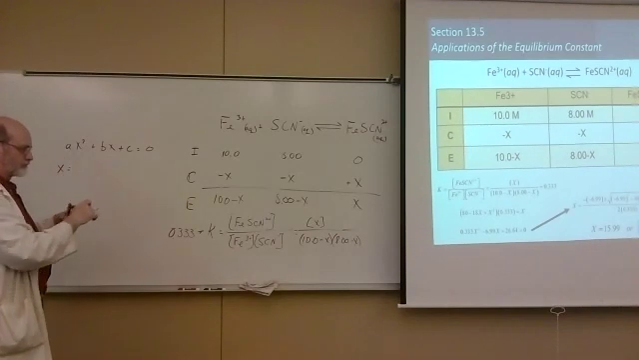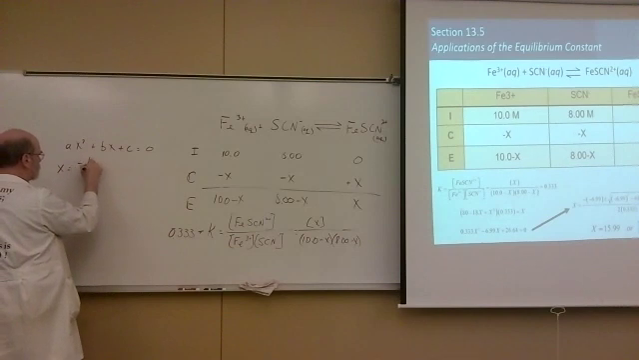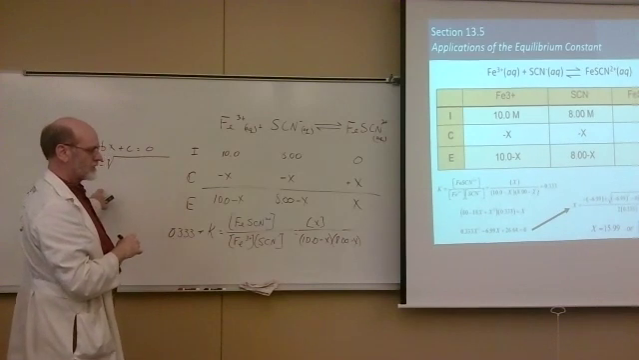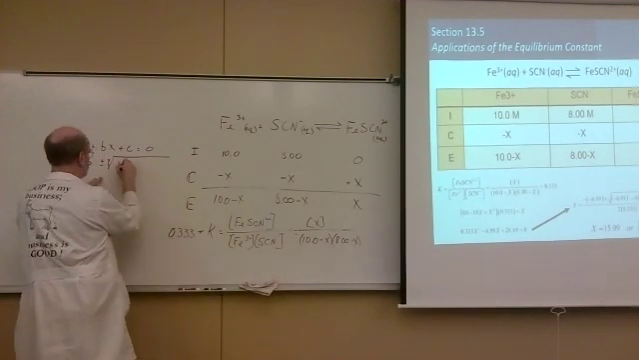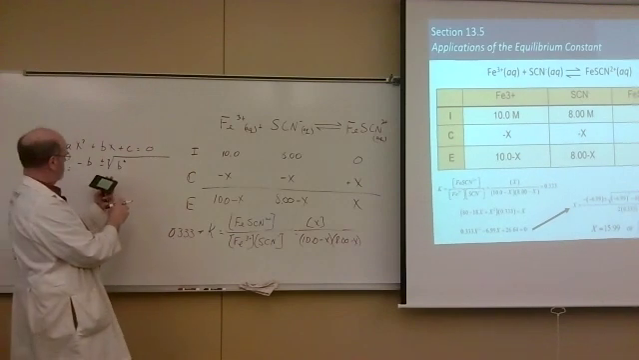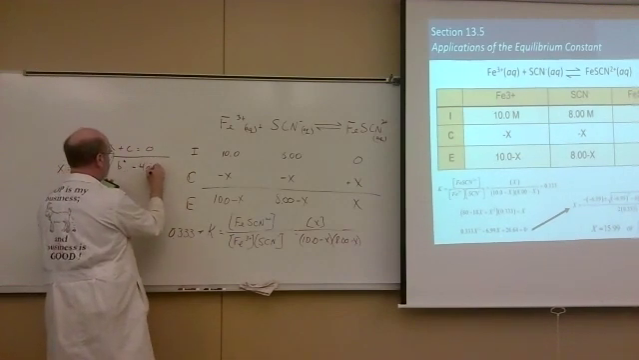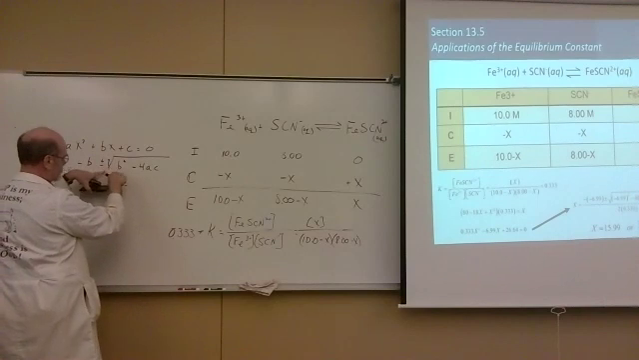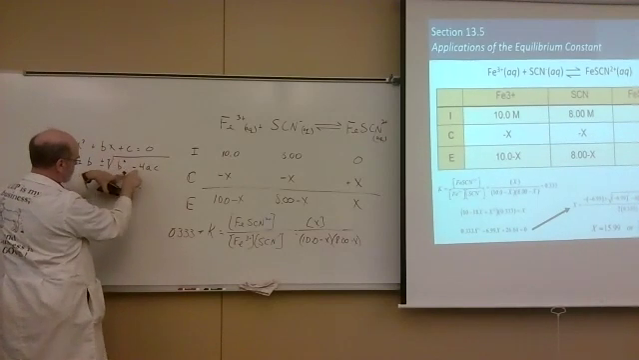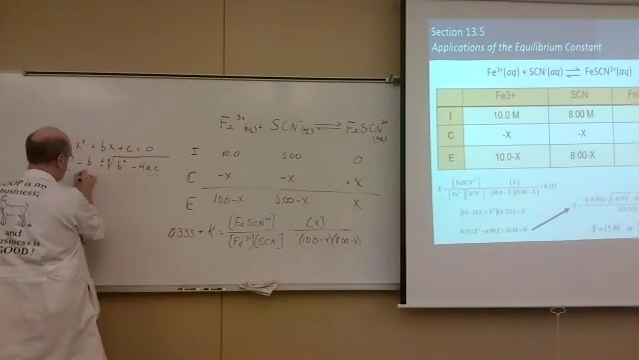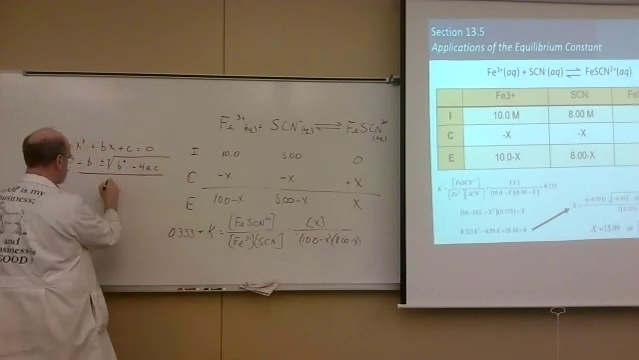x is equal to minus b plus or minus the square root of b squared minus 4ac. So we have minus b, and then we have plus or minus the square root of b squared minus 4 times this coefficient times that coefficient, all divided by 2 times a.